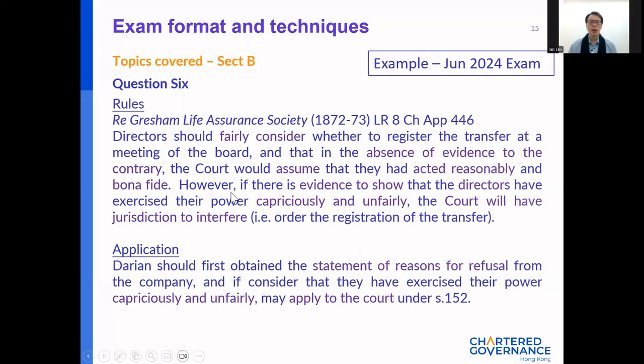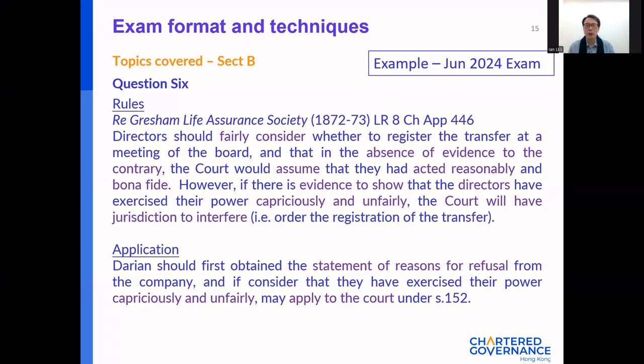Okay, so now we can discuss a bit more about the refusal. Do the directors have a right to do that? And how far would that power go for these directors? For reference, you can refer to this court case, which says directors should fairly consider whether to register the transfer at a meeting of the board, and that in the absence of evidence to the contrary, the court would assume they had acted reasonably and bona fide.